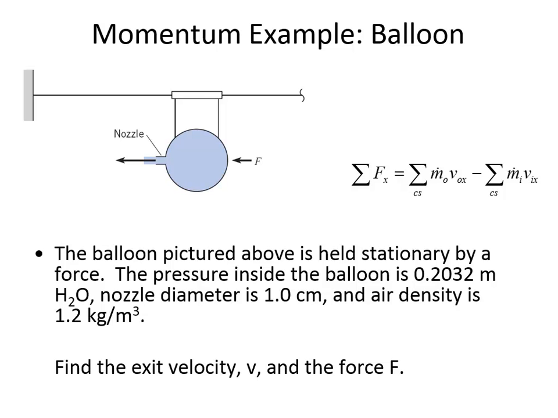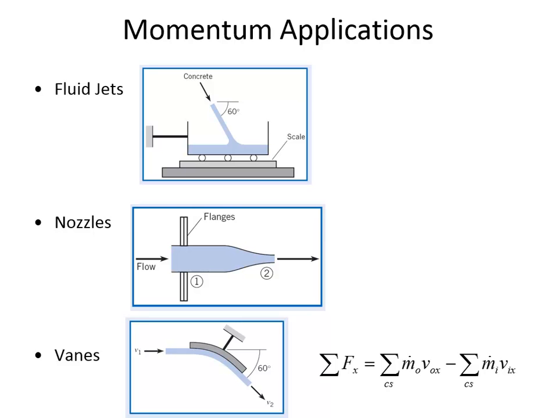All right. We've been staring at this balloon long enough. There's more interesting examples out there. These are the three main categories of problem types we're going to be working on. They're going to have fluid jets, we're going to have nozzles, and we'll have vanes. And all three of these problem types use the momentum equation that's shown there.